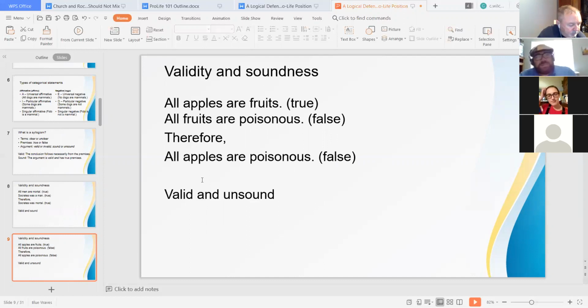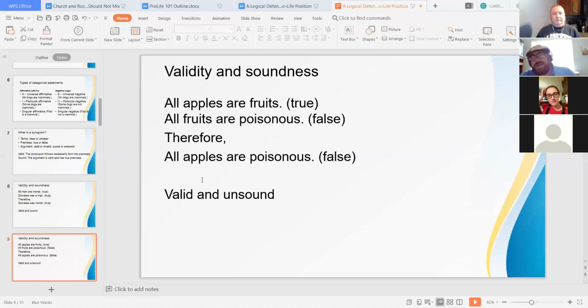So now we can actually have an argument that is valid but unsound, and this is such an argument. Premise 1, all apples are fruits. Premise 2, all fruits are poisonous. Therefore, the conclusion, all apples are poisonous. Now, this argument is logically valid because if it's true that all apples are fruits and all fruits are poisonous, it must be true that all apples are poisonous.